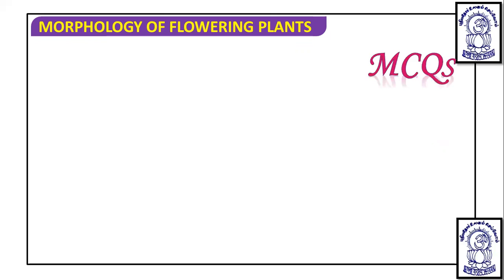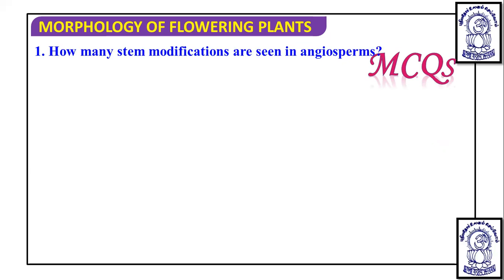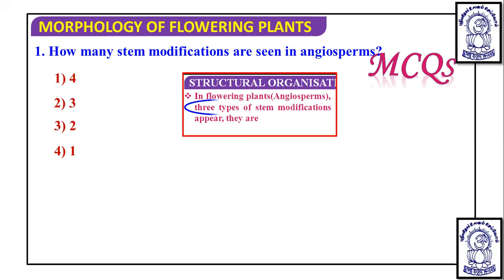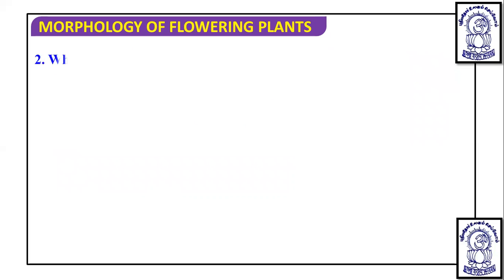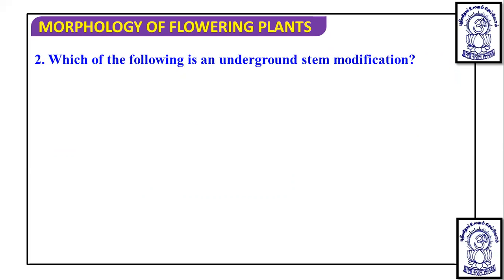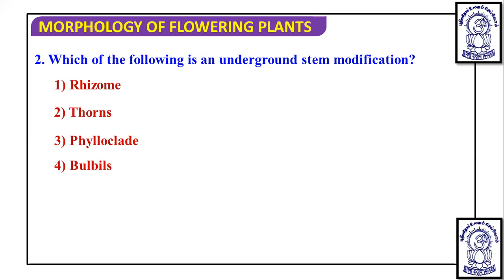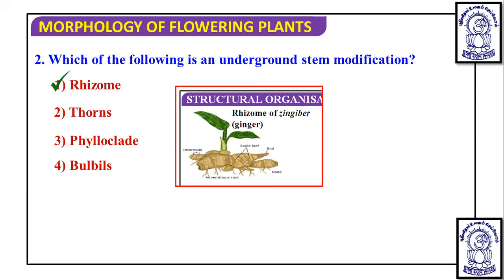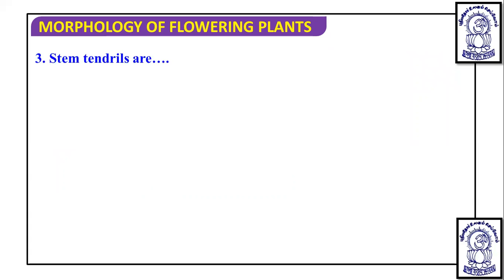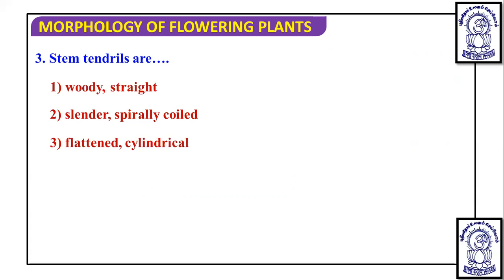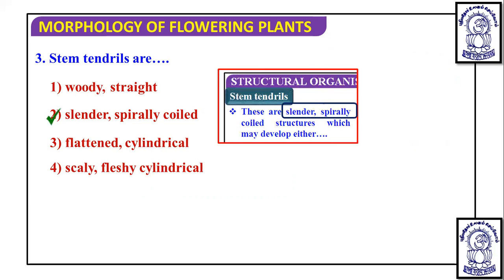Okay, so these are the aerial, weak stem, and all the modifications of stem we have discussed. Now let's talk about some questions. How many stem modifications are seen in angiosperms? We know that there are three modifications: one is underground stem, another is aerial stem, and another is subaerial stem modification. Which of the following is an underground stem modification? Dear students, you know that rhizome is an underground stem modification, found in ginger, whereas thorn, phylloclade, and bulbil are aerial modifications. Stem tendrils are not woody, they are slender and spirally coiled, sensitive, and grow according to the support.